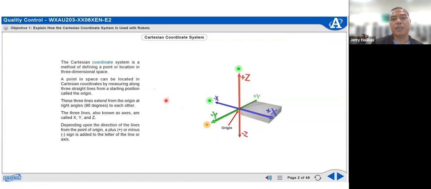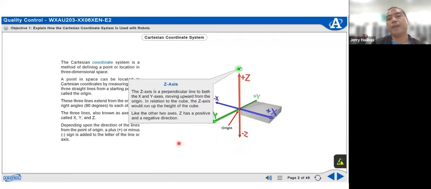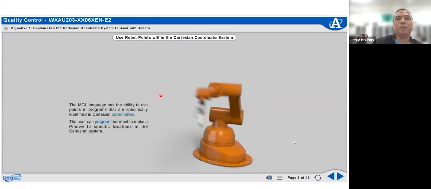Okay? Any questions? So the Z is by default extending orthogonally with respect to your XY plane. So it's pointing outward. Of course, the Z minus is pointing downward, and so on and so forth. Okay, so use robot points within the Cartesian coordinate system. That's why if you're going to draw a rectangle or a square, you use manual entry, especially for a square, where the distance or length of your line segments is equal.